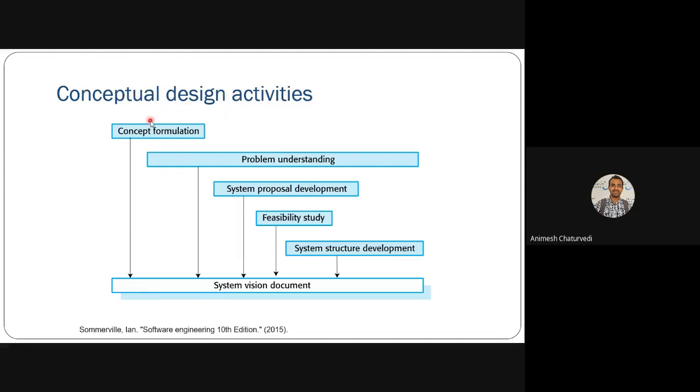Now, simplifying, this is the conceptual design activity. Conceptual design can be done through conceptual formulation: what the concept is and how you formulate it, with problem understanding and problem definitions. Then the system proposal development: the objectives you want to focus on and the goals of that system. Then whether the project is feasible or not, and whether it has economic benefits or not. Then the system structure and the development properties. This will create the whole thing under the system vision document.